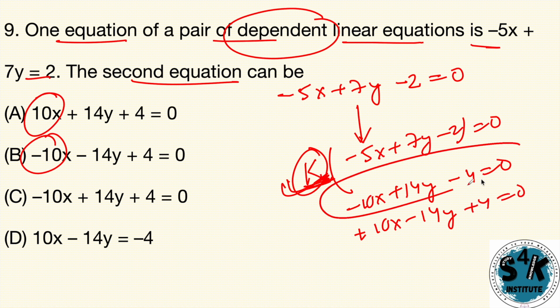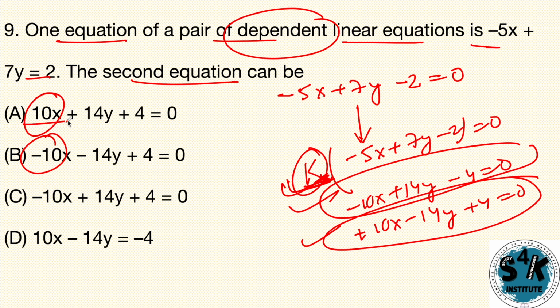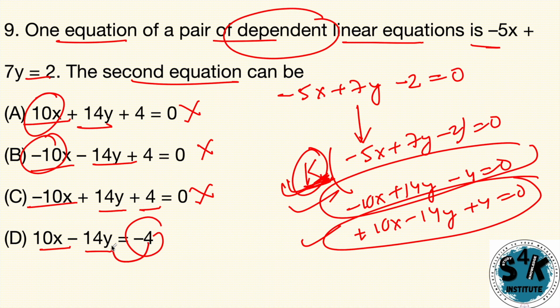Now see which option out of these two is matching among the options. So minus 10 plus 14, it is not matching. Minus 10 minus 14, not matching. Minus 10 plus 14 minus 4, it is not matching. 10x minus 14y, and if this minus 4 gets transferred to this side, it becomes plus 4 equal to 0. So yeah, this is matching, so answer D is the answer.